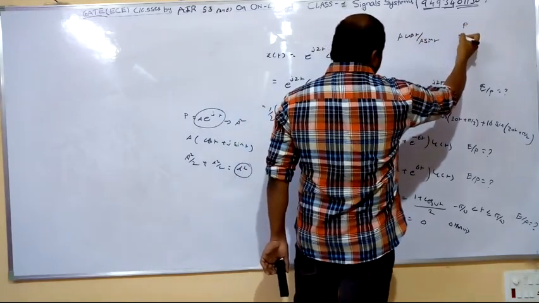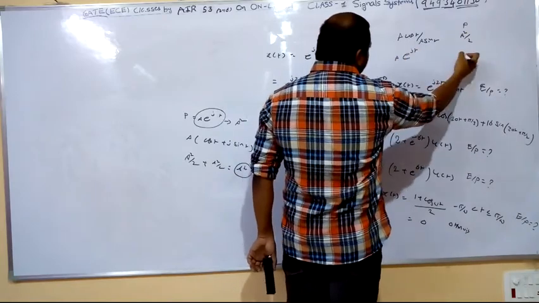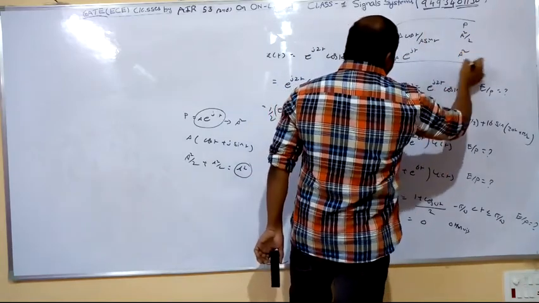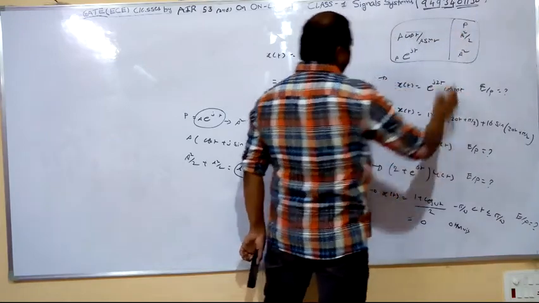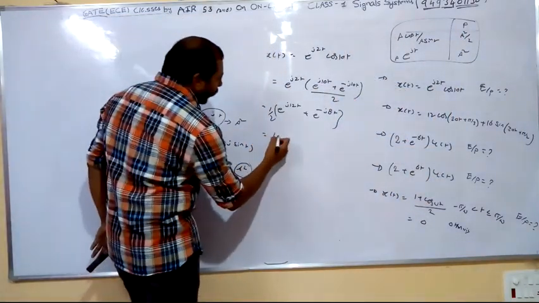Power of the A cos t or A sin t is equal to A square by 2. Power of this A e power jt is equal to simply A square only. Okay, no need to do the divide by 2.